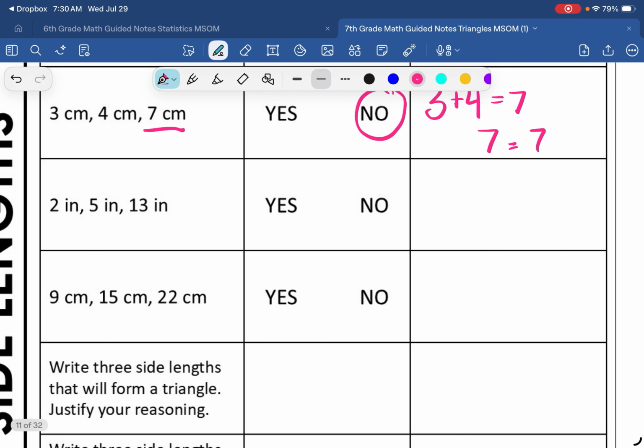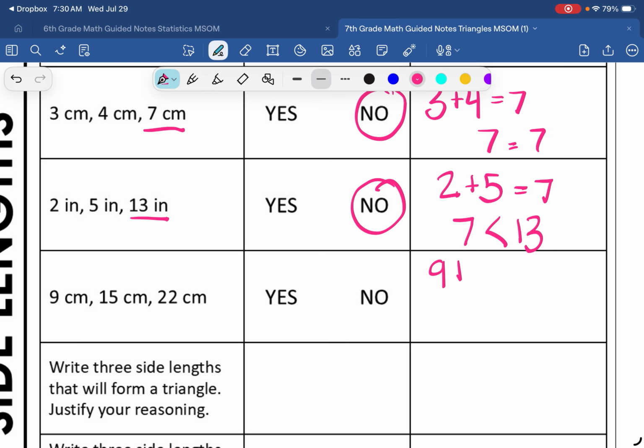The 2 smallest sides out of 2, 5, and 13 are 2 and 5. 2 plus 5 equals 7. 7 is not greater than 13. It is less than 13. So it will not form a triangle. 9, 15, and 22. 9 plus 15 equals 24, and 24 is greater than my third side of 22. So yes, they would form a triangle.